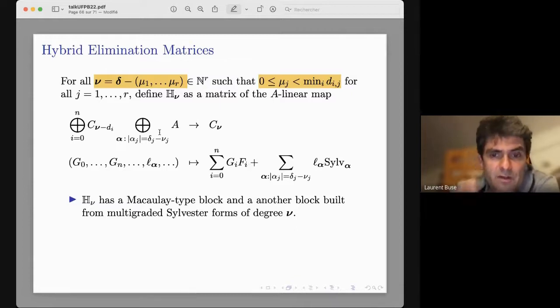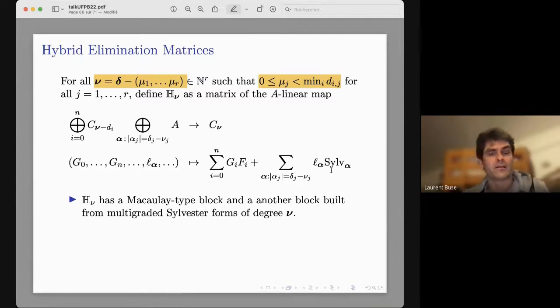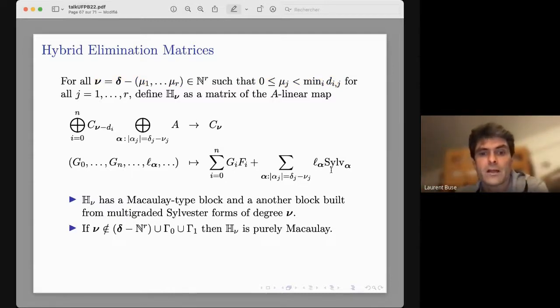And then you add to this matrix columns that correspond to all the Sylvester forms of degree delta j minus mu j. So the modulo of alpha j is delta j minus mu j. In summary, you put all the Sylvester forms of the expected degree here. Once you do that, you get a new elimination matrix that has a first block of Macaulay type, which was the classical construction, and then you add those Sylvester forms, and then you have two blocks.